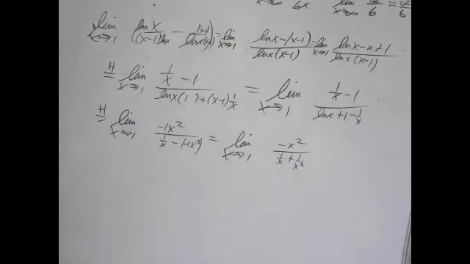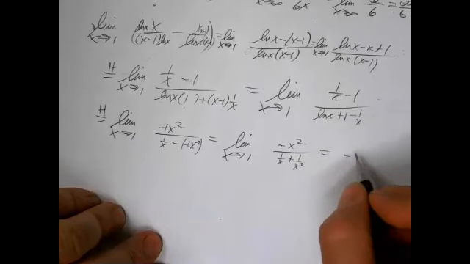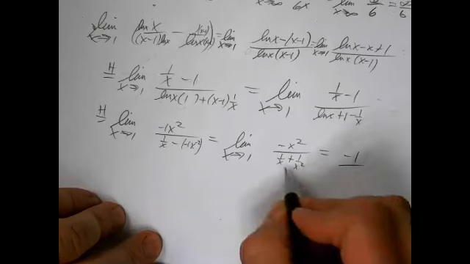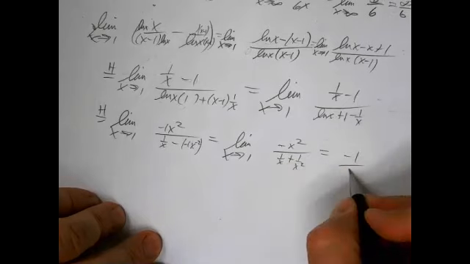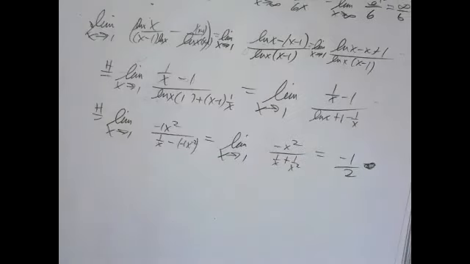Well, this time, if I was to plug in a 1, let's see what I get. This becomes a negative 1 on top and a 1 plus 1 on the bottom. And then that's it. There's no equal to. That's it. That's the end of it.